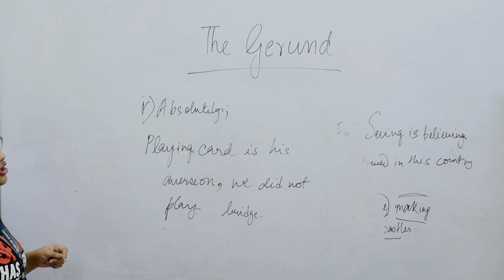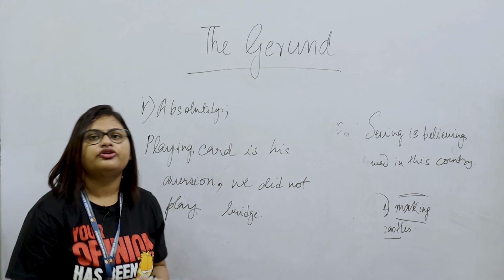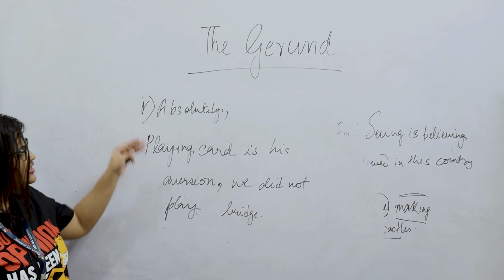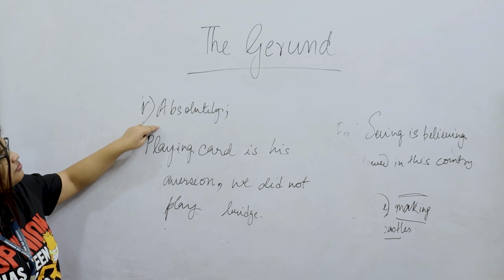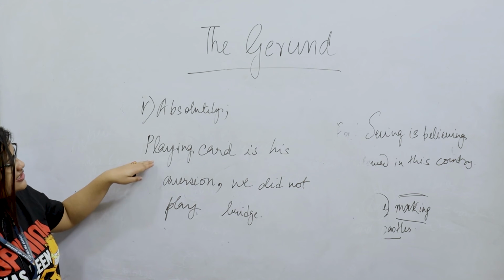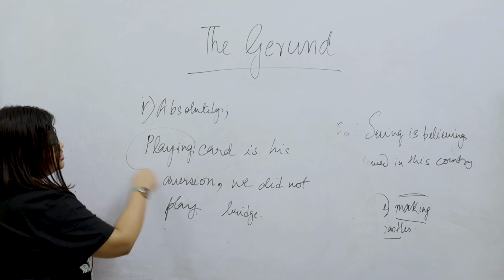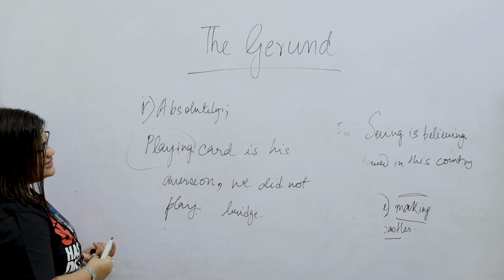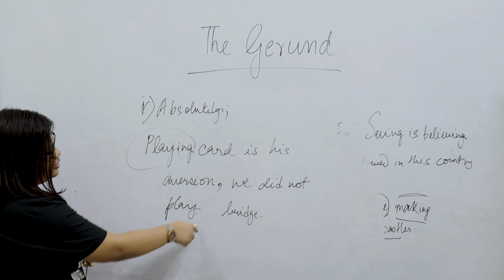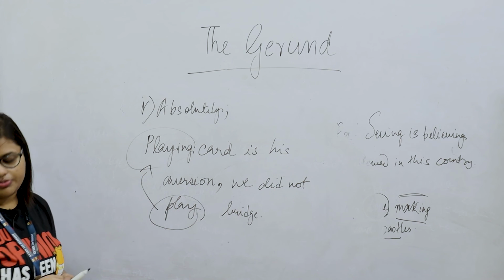It is just that the one we said earlier, using them as complements of verb, is an extension of the same thing. We are extending the same thing and trying to make this sound even more absolute. That is, playing cards is his aversion. That was the first part where we are already using the gerund, and the second part being we did not play bridge. So we are making this a complement of the verb.